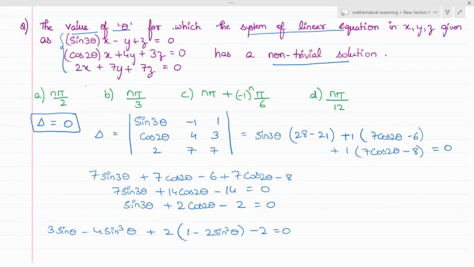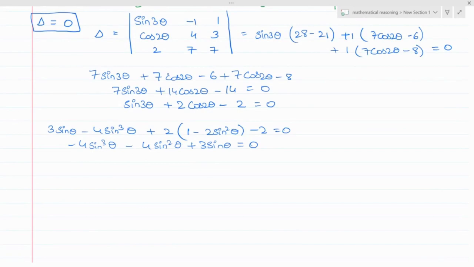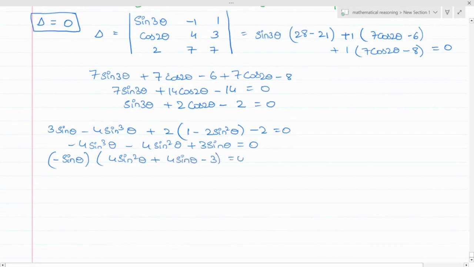It becomes minus 4 sine cube theta as it is. Minus 4 and plus 1, sorry, minus 4 sine square theta plus 3 sine theta, and plus 2 minus 2 gets cancelled, so this will be equal to 0. So you can take minus sine theta common from this, and remaining will be 4 sine square theta plus 4 sine theta minus 3 equal to 0.